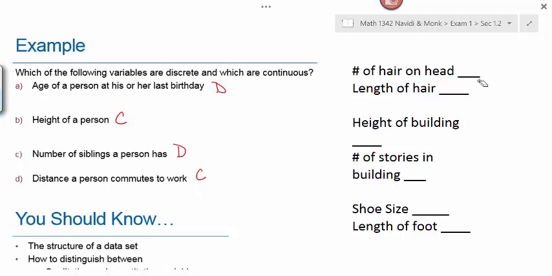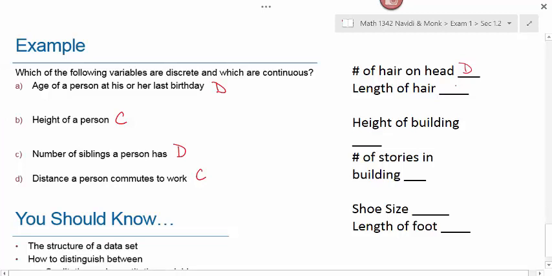Here's some more examples. The number of hairs on your head. A lot of people want to say this is continuous because there's too many to count. But that's not the criteria for something to be discrete. Just because there's so many you don't want to count them doesn't mean that they could not be theoretically enumerated. 1, 2, 3, 4, 5.